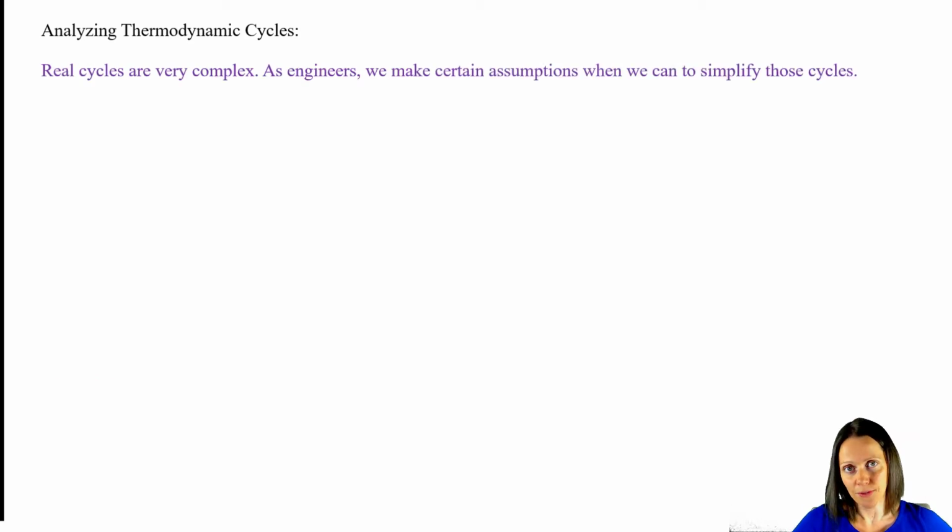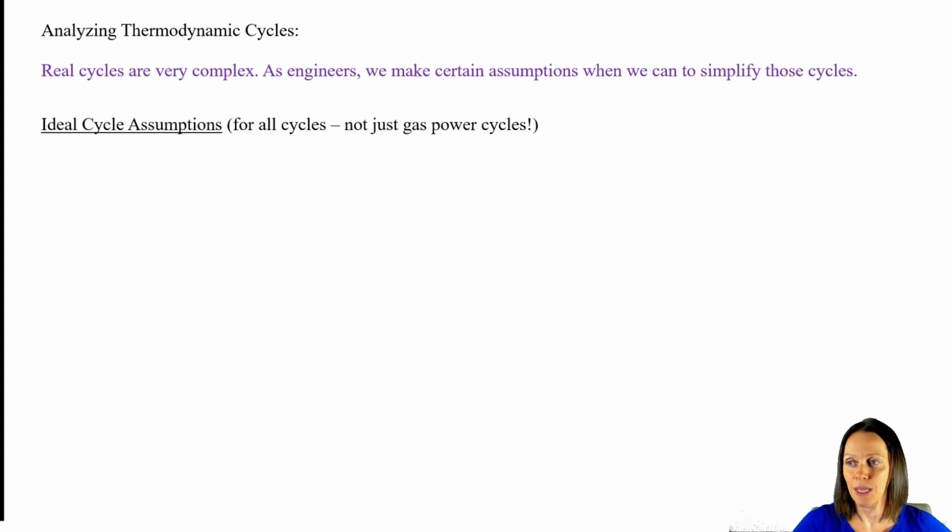Real cycles are very complex, and so as engineers, we like to make our lives as simple as possible. And so we're going to talk about some of the big assumptions that we can make to make these cycles easier to analyze. These are called ideal cycle assumptions, and they are assumptions that we might make for power cycles and refrigeration and heat pump cycles, not just gas power cycles.